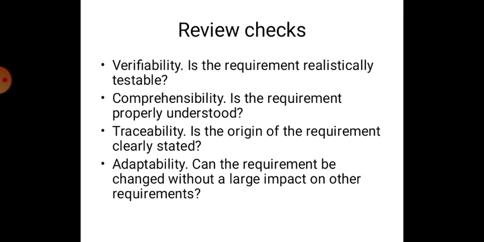Next, comprehensibility. Is the requirement properly understood? So here, has every aspect been taken note of or no? Is it all inclusive? That is what we mean by comprehensibility. Is everybody's need met or no? Next, traceability. Is the origin of the requirement clearly stated? So traceability is an important part of any software. One should be able to trace the software and also the origin of the requirement. Adaptability. Can the requirement be changed without large impact on the other requirements? Adaptability is an important part of the software. If you make a small change, it should not affect the other modules. So all these are important review checks. Okay, that is verifiability, comprehensibility, traceability and adaptability.